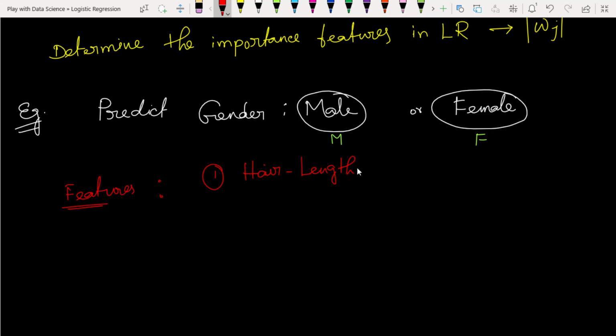Our first feature is hair length, and for hair length our weight vector is W_HL. Now our second feature is the height. So for height our weight vector is simply W_H.